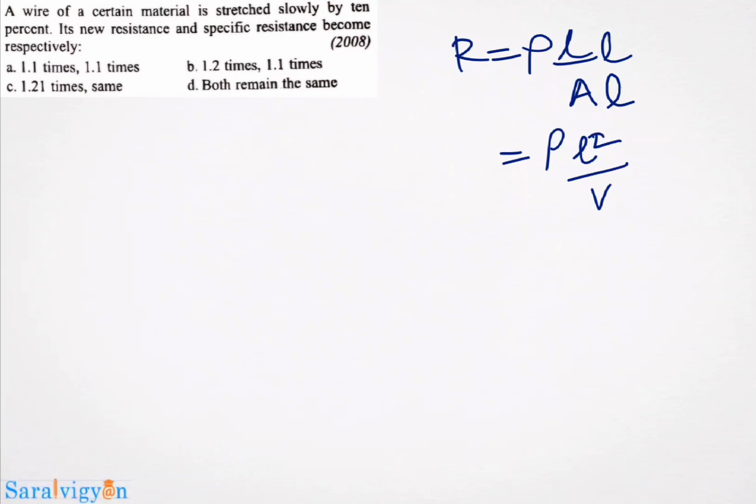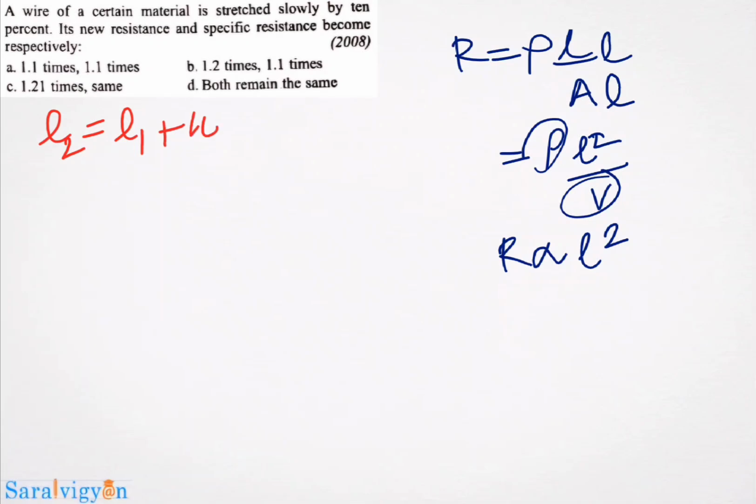Now to get the relation, we know that volume is constant, rho is also constant. So we have the relation R proportional to L square. We are given that length is increased by 10%. So our new length L2 will be equal to L1 plus 10 by 100 of L1, which is equal to 1.1 L1.